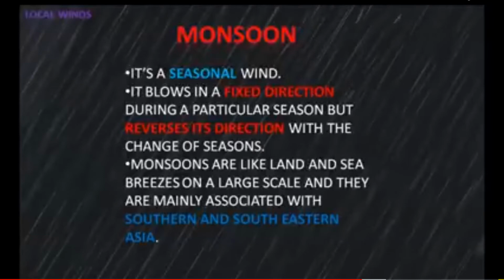And this is the second one. It is a seasonal wind. It blows in a fixed direction during a particular season, but reverses direction with the change of seasons. So monsoons are the examples. Monsoon winds are the example. Monsoons are like land and sea breezes on a large scale, and they are mainly associated with southern and southeastern Asia.